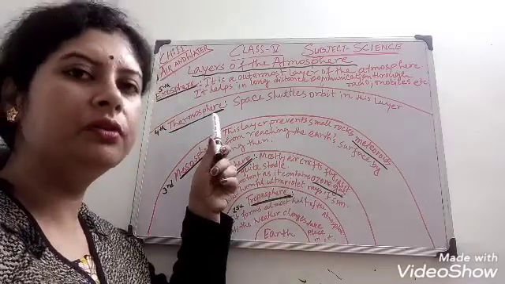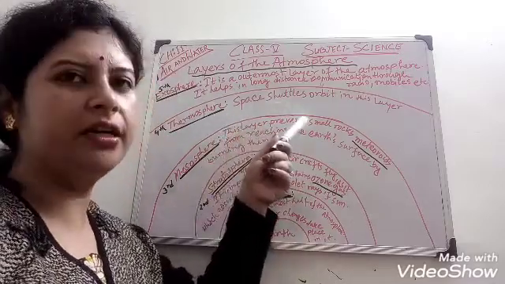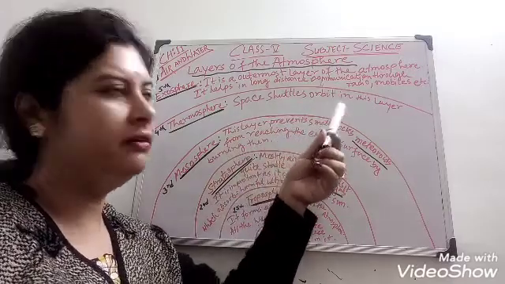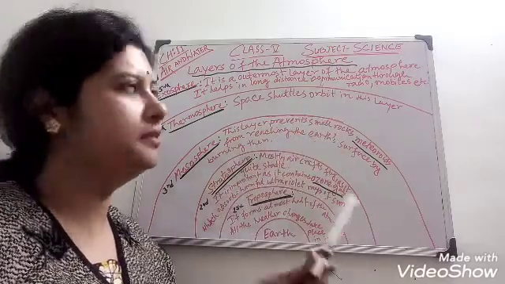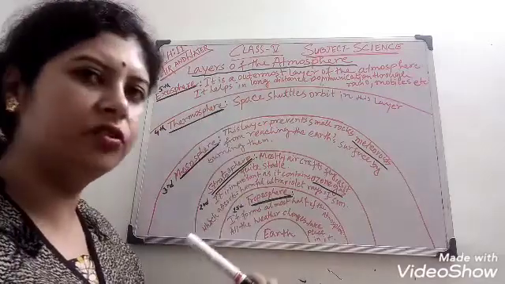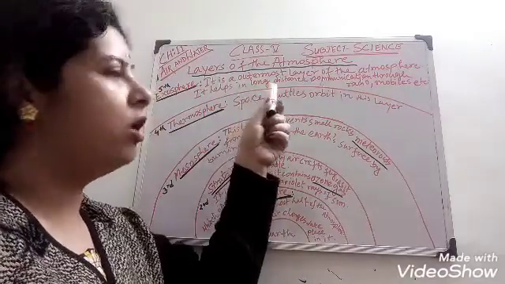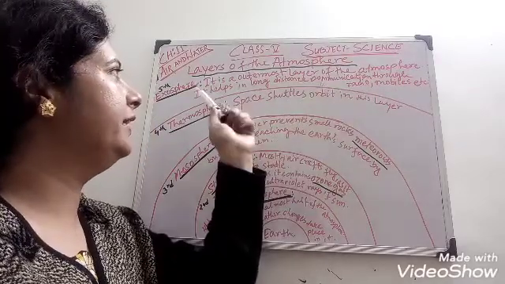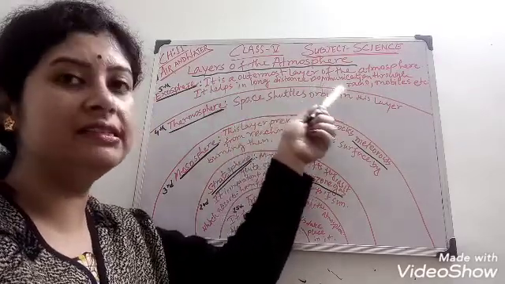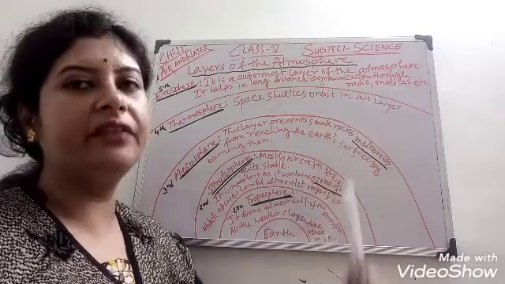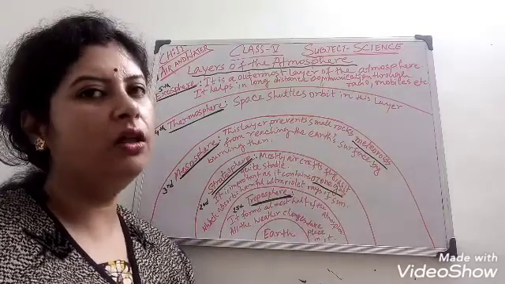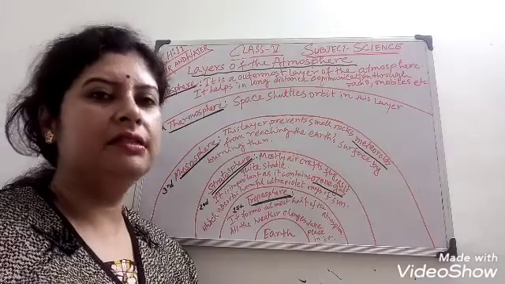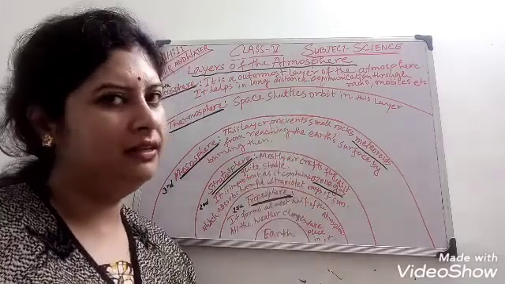Next, come to thermosphere. Space shuttle orbits are found in this layer. Next, come to exosphere. It is the outermost layer of the atmosphere. It helps in long distance communication like radio and mobiles. All these communication systems work in this layer.